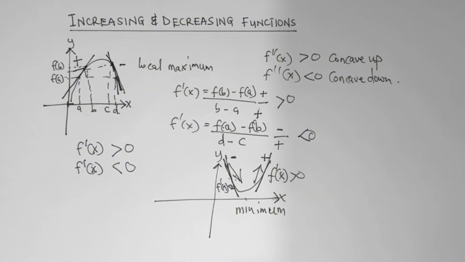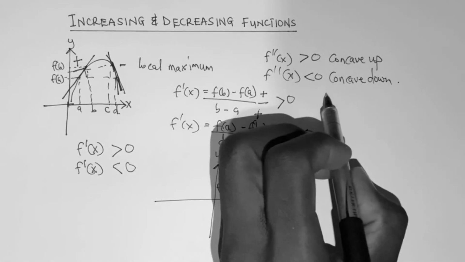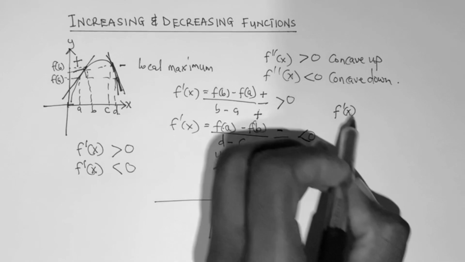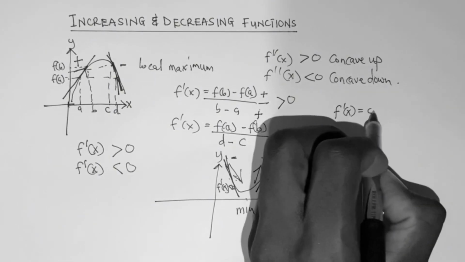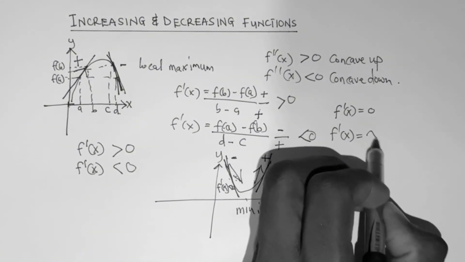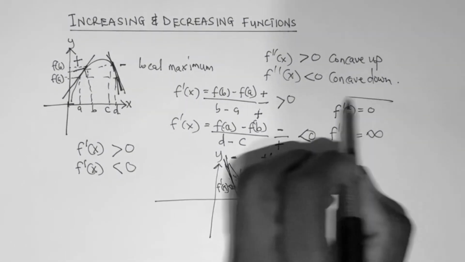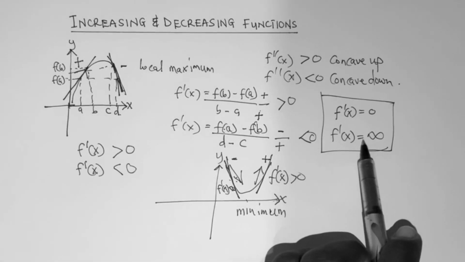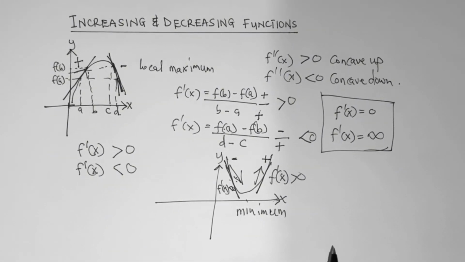So now let's define critical values. What are critical values? Critical values are the values for which the derivative of a function f of x is equal to 0, or the derivative of the function does not exist. This is the checklist for critical values, and this is going to become important as we continue in this video.